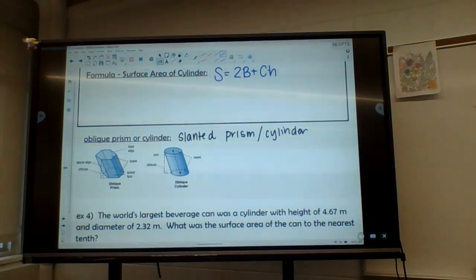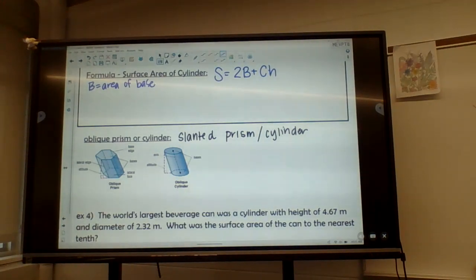So 2b plus c times h. The issue though is with our cylinder, our base, the area of the base, our base is going to be a circle. So the base of a cylinder is a circle. Picture a can of soda, like our water bottles, those are cylinders. So the area of the base is going to be pi r squared.